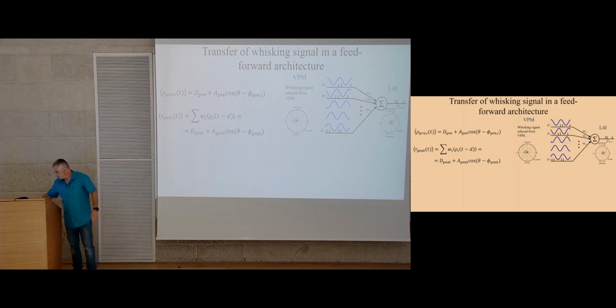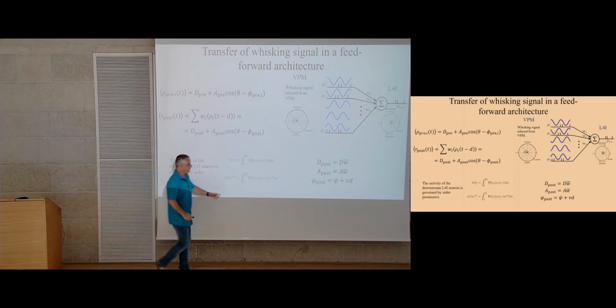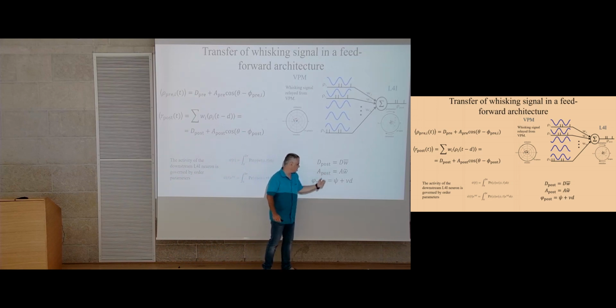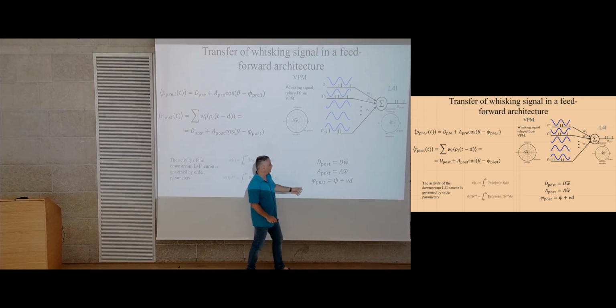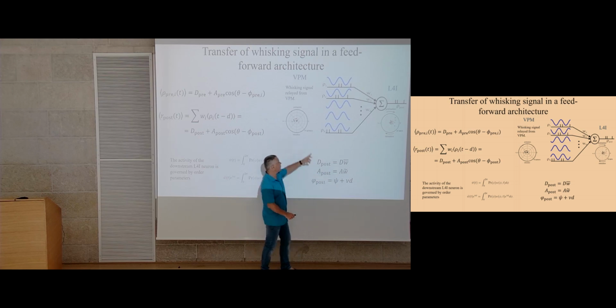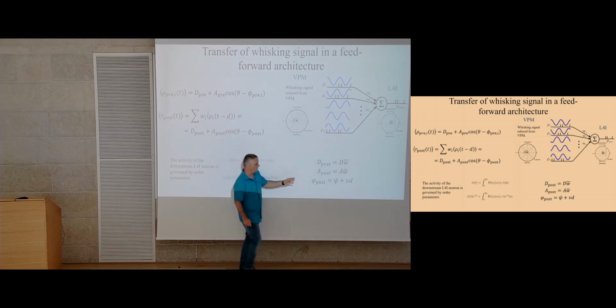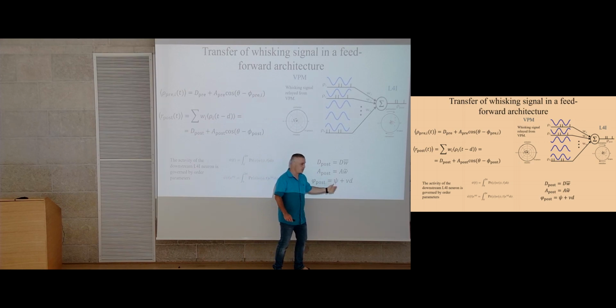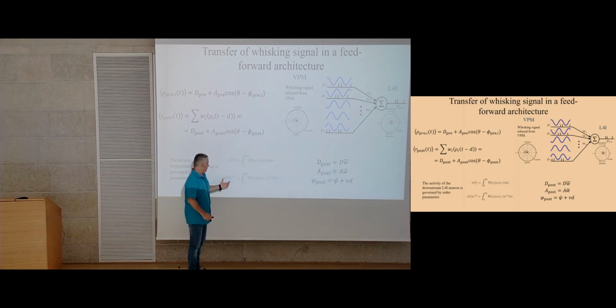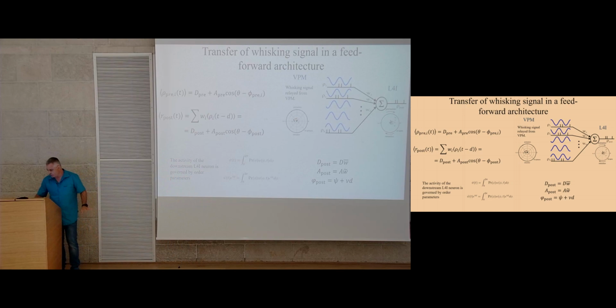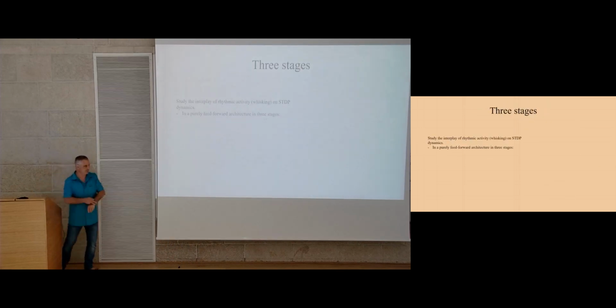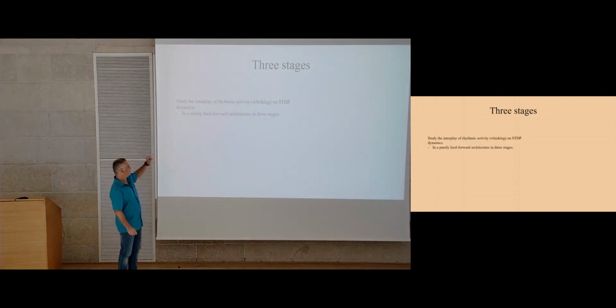And its mean response, its DC component, its rhythmic activity, and its preferred phase are going to be determined by the order parameters of the synaptic weight profile. The mean response will be determined by the mean synaptic weight, and the rhythmic component and the preferred phase will be determined by the population vector, its magnitude and its phase, and the delay of the synaptic weight profile. And we'll address this in three stages.